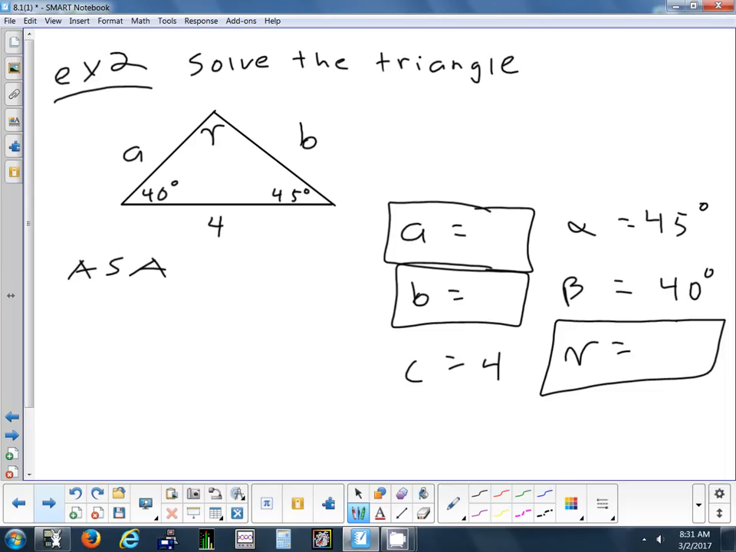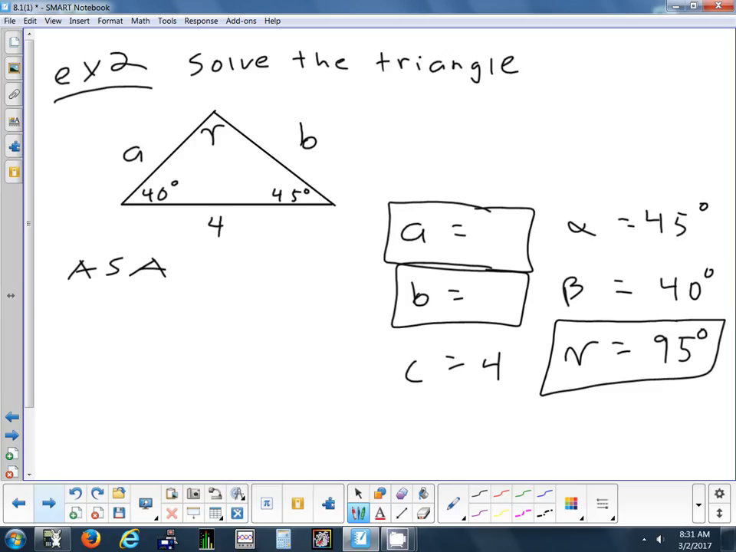So what is gamma? 95. Okay, why is it important that we get that one right this time? What do you think we're going to use it to find? A and B. Okay, so this time we're going to use this angle because it's the only row that has everything in it to find A and B. So if you get gamma wrong, this time it's all wrong. So just be very careful with your arithmetic. Don't make a mistake adding things up to 180.